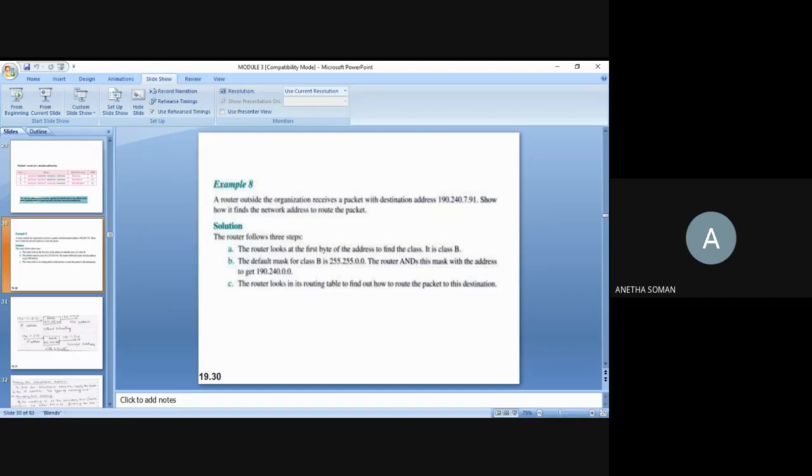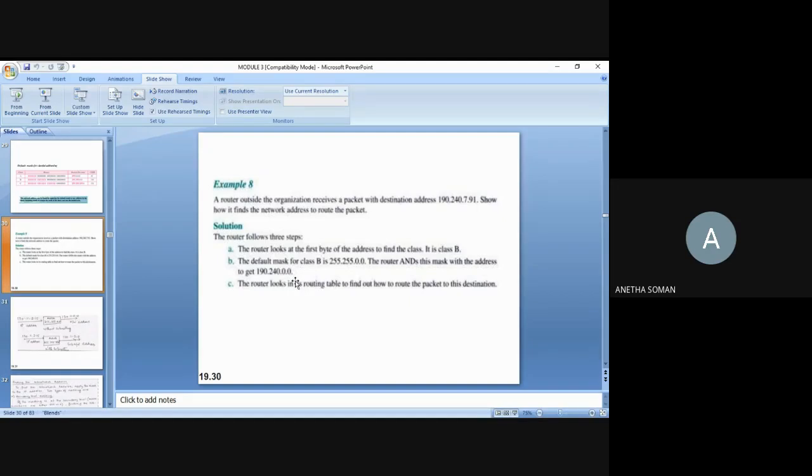Understood how you are delivering the packet, what a router does when it receives a destination address? Understood? Yes or no? Yes, okay.